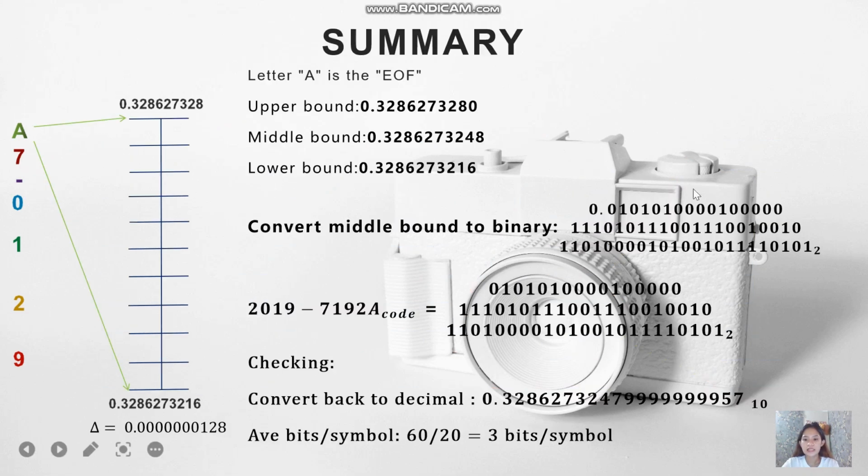And then we got the upper and lower boundary for the letter A, which is the end of the file, which considers that this decimal that we calculated a while ago can be found in the middle of 0.328627328 and 0.328627321. And for the summary, again, the upper boundary is this one that was mentioned, and the lower boundary is this one. And the middle boundary is the binary code for my ID number, which is 0.32862732248. And my ID number is 2019-7192A. So we got it correct. We did check it. We followed the arithmetic encoding and decoding process.